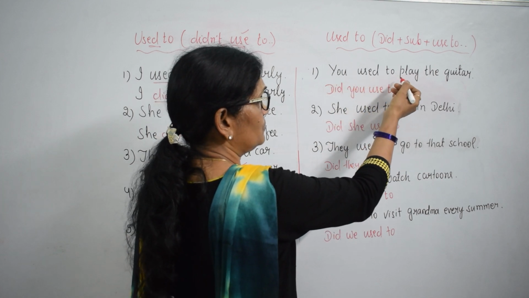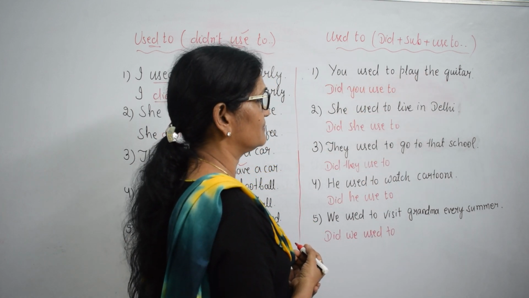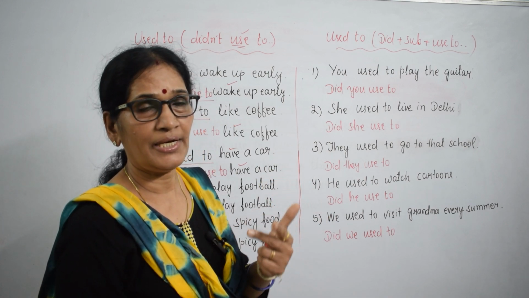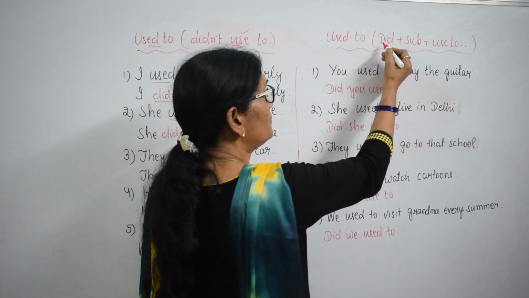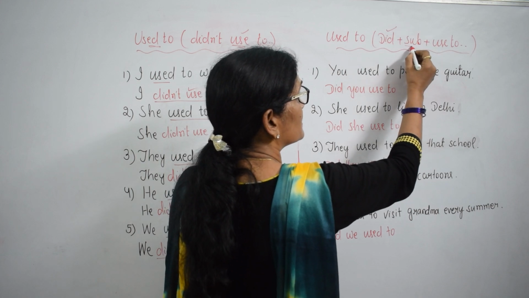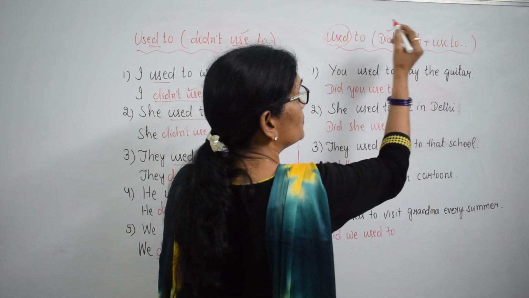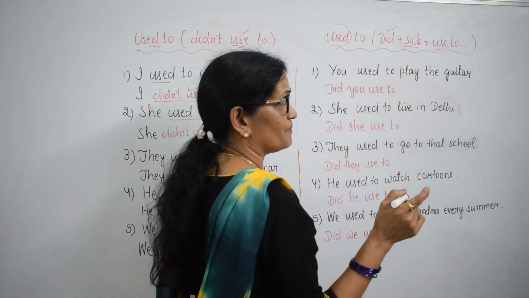You used to play the guitar. This is an affirmative sentence. How to change the sentence into interrogative? In interrogative, we use did plus subject plus used to. Instead of "used", we use "use" without D.